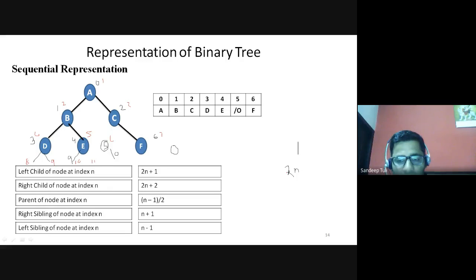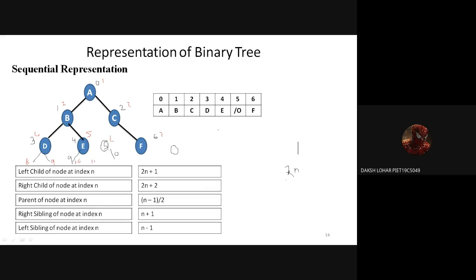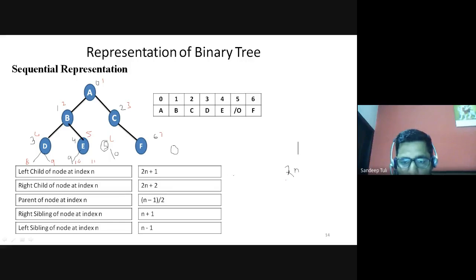Now right child, for right child it will be 2n plus 1. Very good. Next, update all the formulas. n by 2. Very good. तो मैं तभी कंफ्यूज हुआ था. Right sibling will remain the same, n plus 1 and n minus 1.